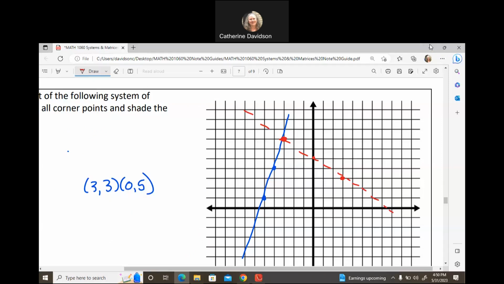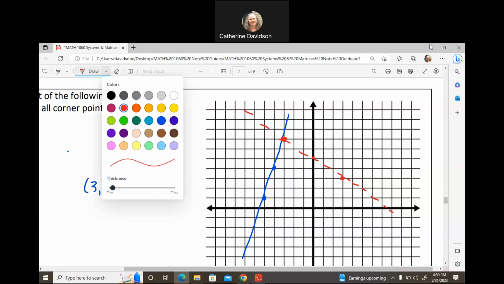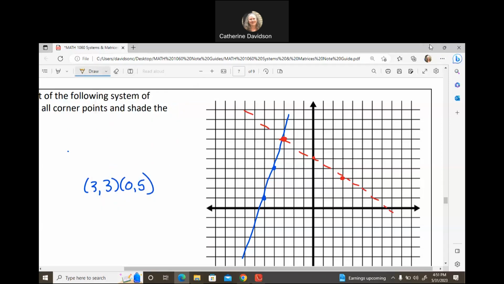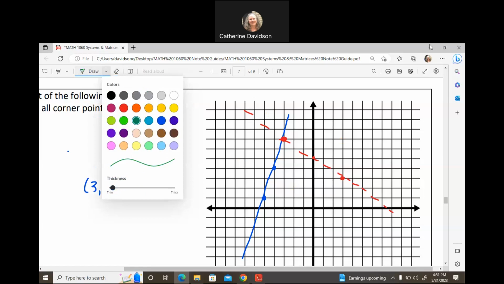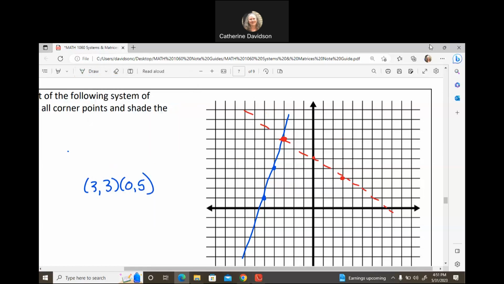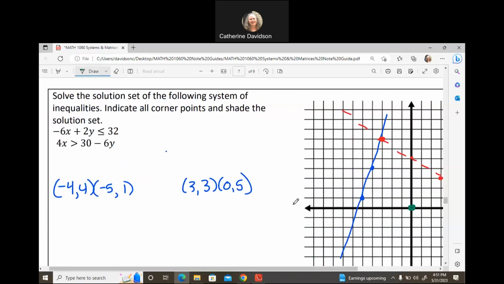All right, so now we need to figure out where to shade. We do actually have 4 different areas. So it could be shaded here, here, here, or here. Basically, what happens is where the blue line shading and the red line shading will overlap. Again, the easiest way is just to use test points. So I'm going to start with 0, 0 because it's the easiest point. It would have to make both of the inequalities true. So let's start with that.